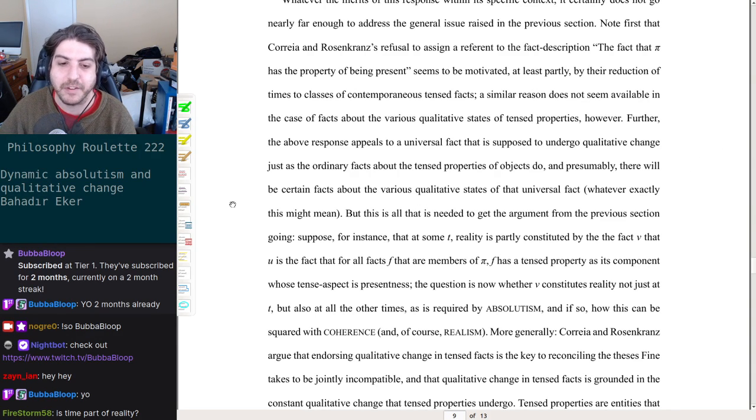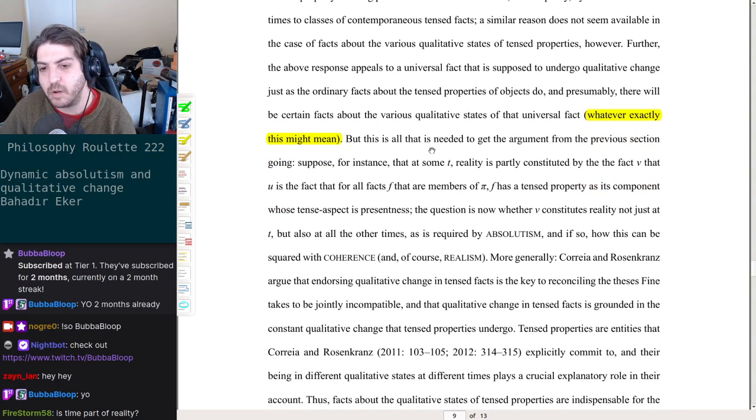See, the author here is betraying themselves. They don't like this universal fact, whatever that might mean. They have no idea what this universal fact is because they just previously called out that they don't know what the difference is of a universal fact versus an everyday fact. But this is all that is needed to get the argument from the previous section going.